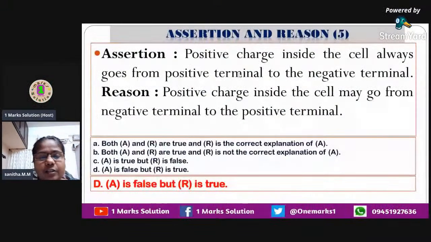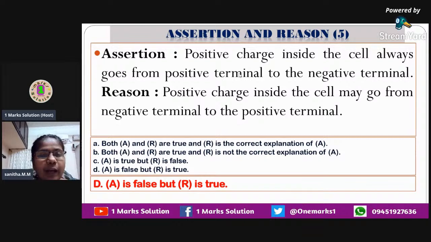So here it is given that the positive charge inside the cell always goes from positive to negative. Is it correct? Not at all. Inside the cell, it is not correct. If it is outside, it's okay. And the reason says the positive charge inside the cell may go from negative to positive. That is absolutely correct. So here we can say the assertion is false and the reason is true.